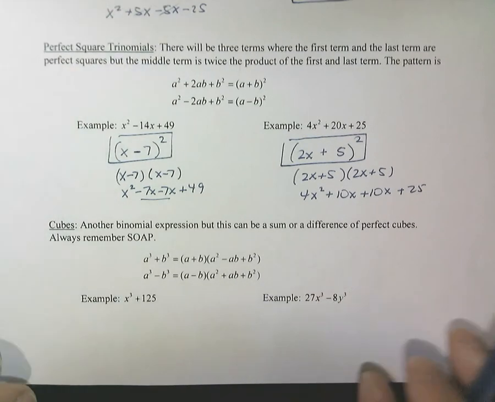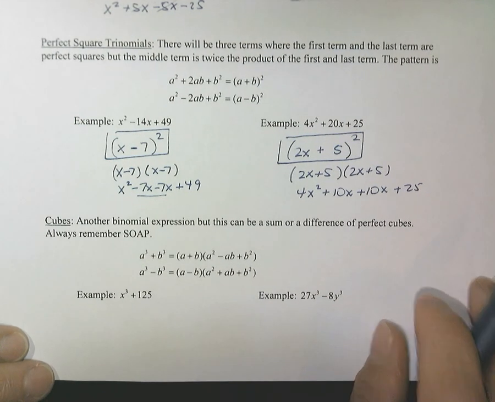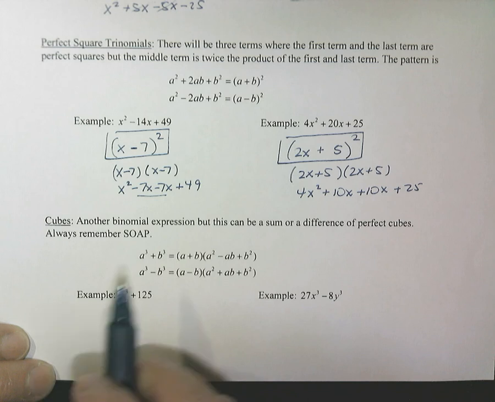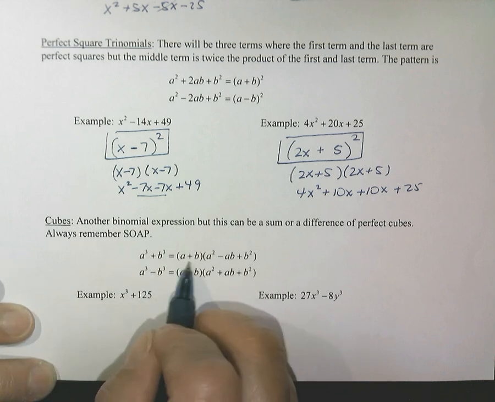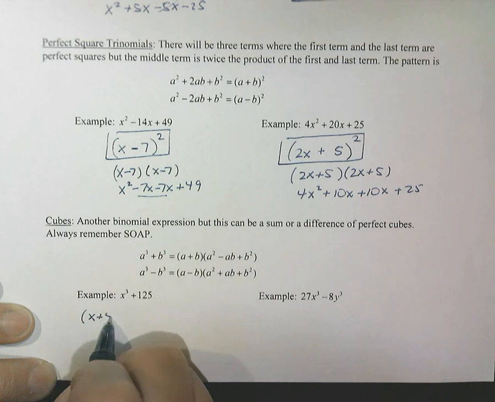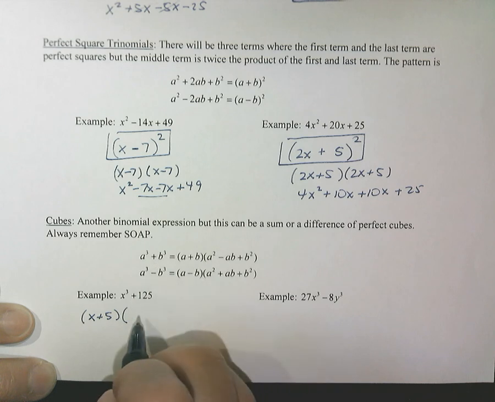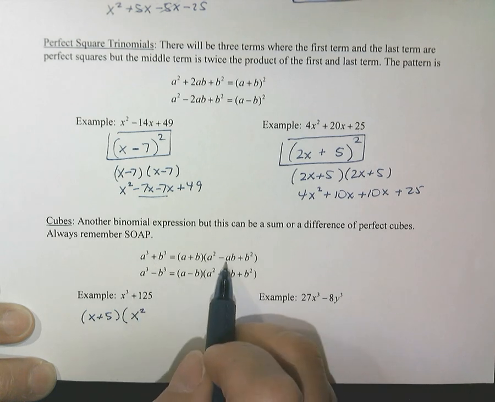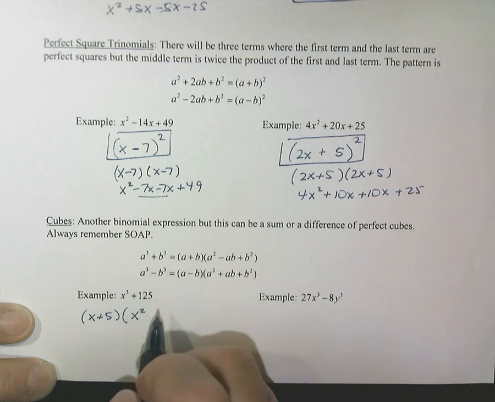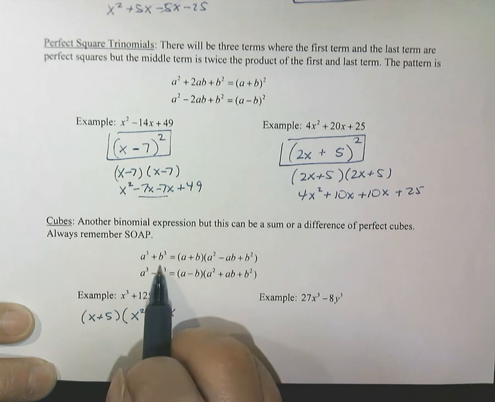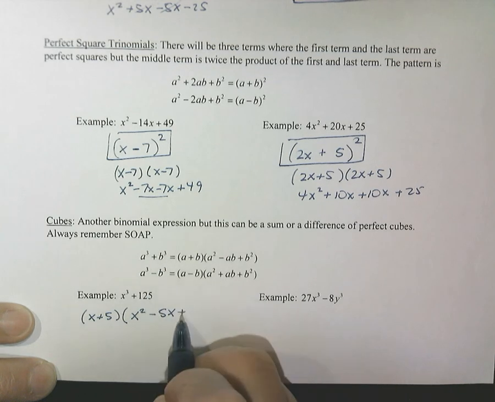And the last factoring we have is cubes. A pattern here as well. You have a cubed plus b cubed. So a cubed is x cubed, b cubed is 125. So I'm going to put, instead of a plus b, I'm going to put x plus 5. Then I want x squared. A is x, so I want x squared minus ab. A is x, b is 5, so I want minus 5x plus b squared. b is 5, so b squared is 25.